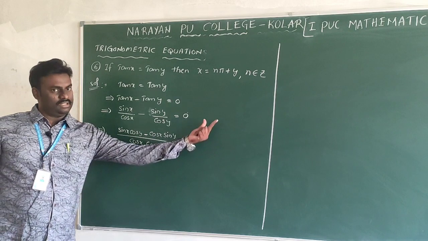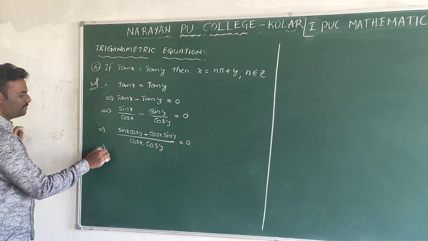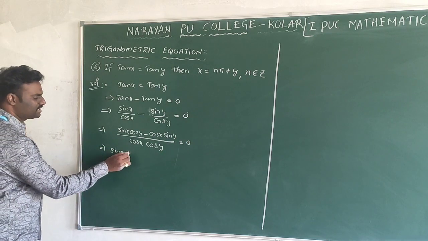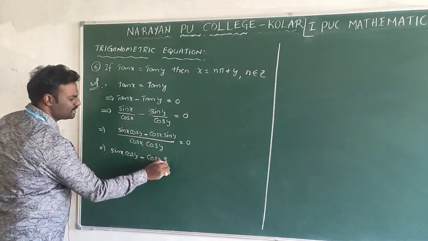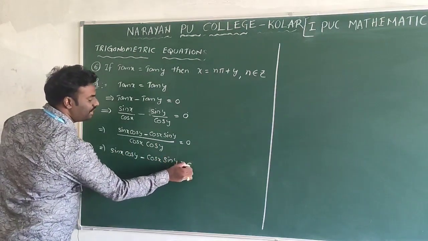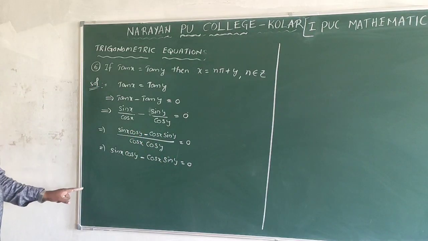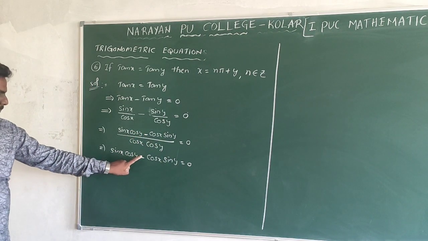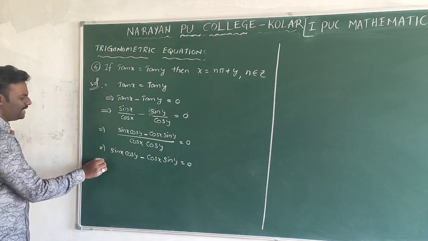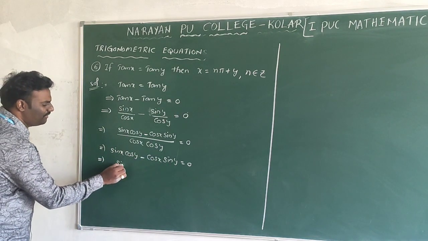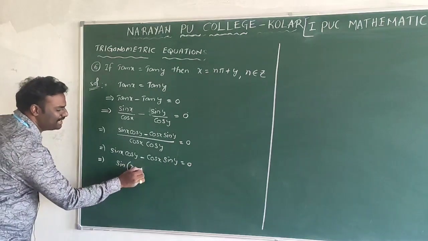You multiply this side, it becomes 0. Now what is remaining? Sin x cos y minus cos x sin y is equal to 0. It is in the form of sin a cos b minus cos a sin b. Sin a cos b minus cos a sin b is the formula for sin of a minus b.